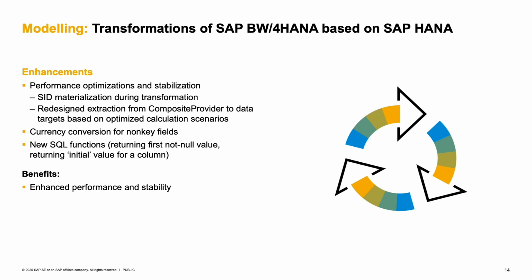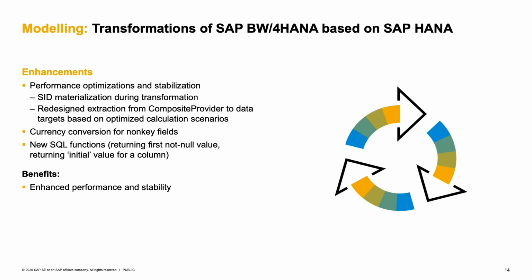Then one short mention about transformations. We also added or improved performance on the one hand side. For example, when it comes to transforming huge amounts of data, it might be necessary to materialize the SIDs for better processing instead of generating them every time on the fly. So this is done to improve the performance.